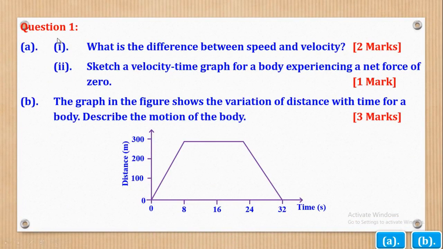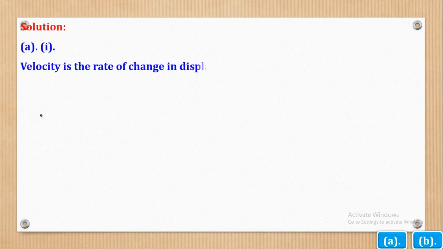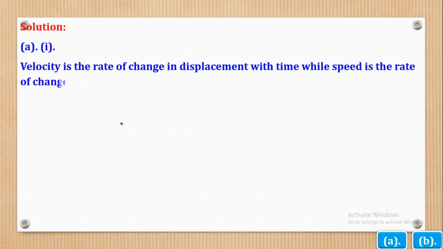So let's start with question 1. Question 1 part A, Roman 1 says, what is the difference between speed and velocity? So velocity is the rate of change in displacement with time, while speed is the rate of change of distance covered with time.